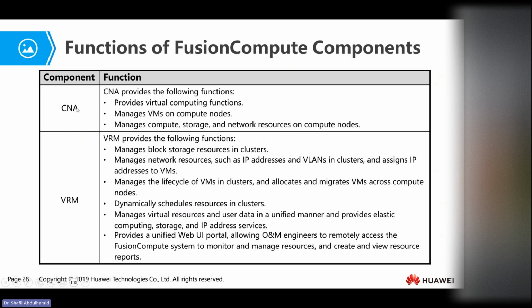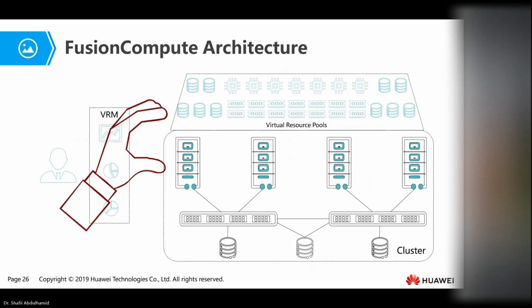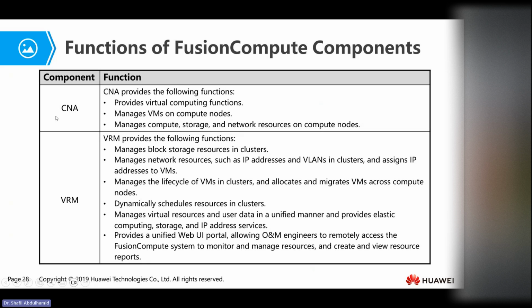I also forgot to mention there's what is called CNA. If I go back a little, this is also called the CNA in the cluster. This is one of the technologies used in the FusionCompute architecture. The advantages or functions of the CNA include: it provides virtual computing functions, it manages virtual machines on compute nodes, and also it manages storage and network resources on compute nodes. These are the functions of the CNA.